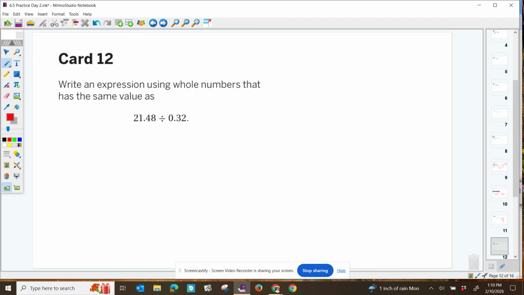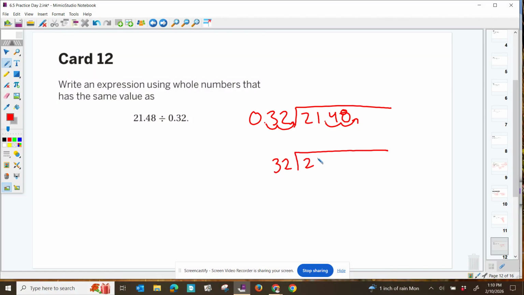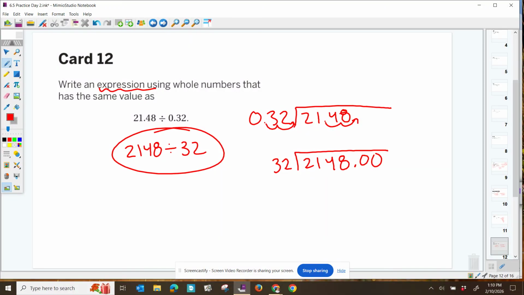Card 12. Ooh, a little bit uglier. 0.32 and then 21.48. I'm going to move this once, twice, move that one once, twice. It now becomes 32, which is not on my multiplication chart, and 2148. I'm going to put 0.00. I'm anticipating it going out a couple places there. This is the card number 12. Oh, actually, here we go. I don't need to figure it out. It's just to write an expression using whole numbers. So it would be 2148 divided by 32. That's my answer. I don't actually have to figure that out because it would have been ugly.